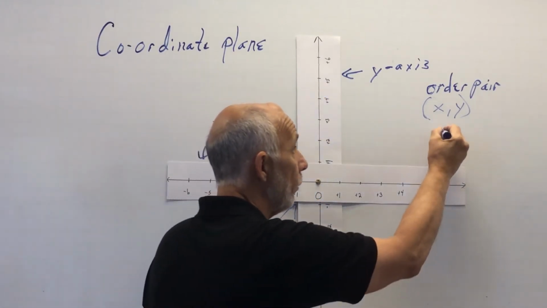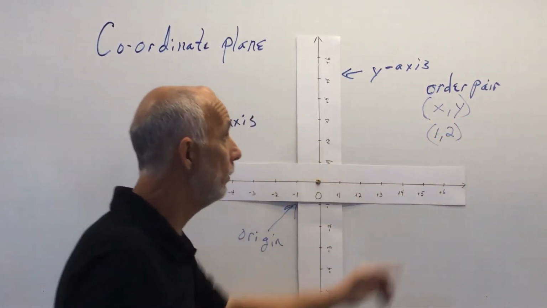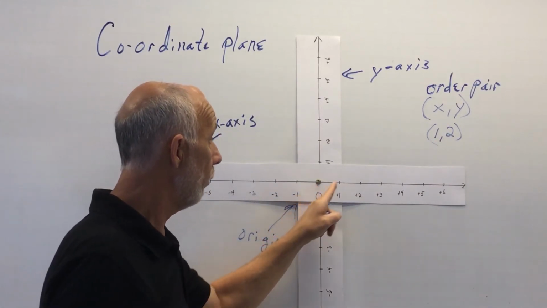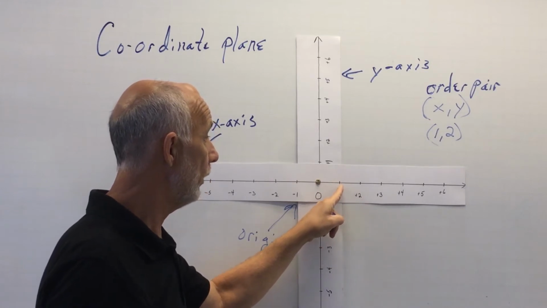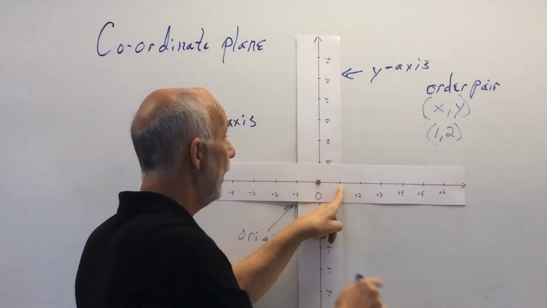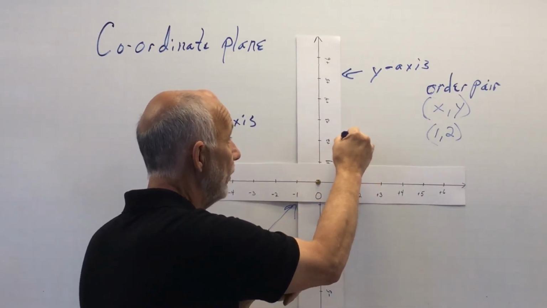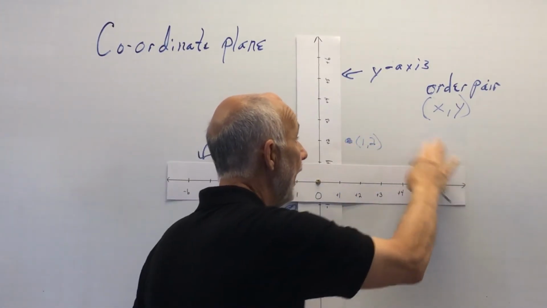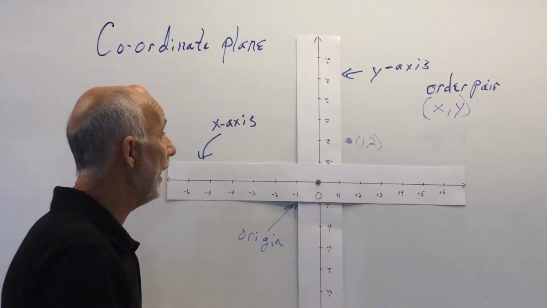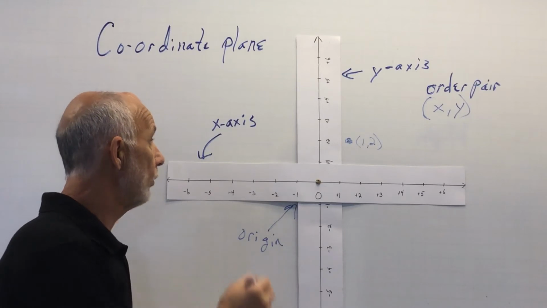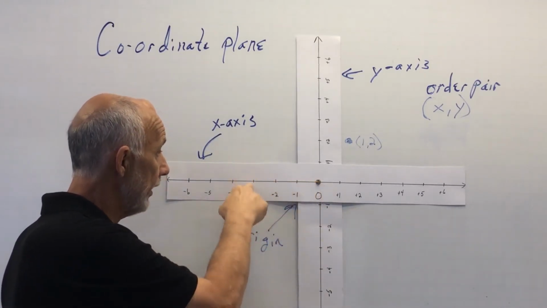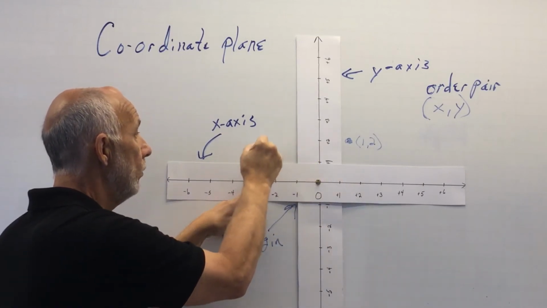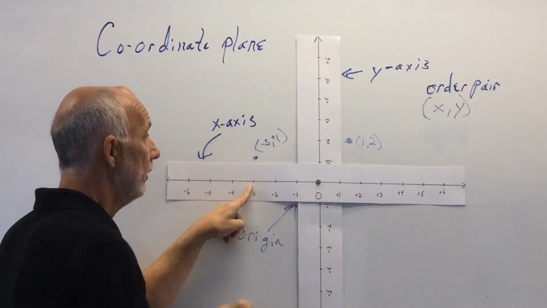If I have a problem like the ordered pair (1, 2), 1 is my x value, 2 is my y value. To find out where that's located, you go one place to the right, that's 1 on the x-axis, that's the x value, and then you go 2 up, that's your y value. So that right there is the ordered pair (1, 2). Again, if I had a problem like (-3, 1), I'd start with -3 on the x-axis, that's right here, and then +1 on the y-axis, and that would be right here, (-3, 1).